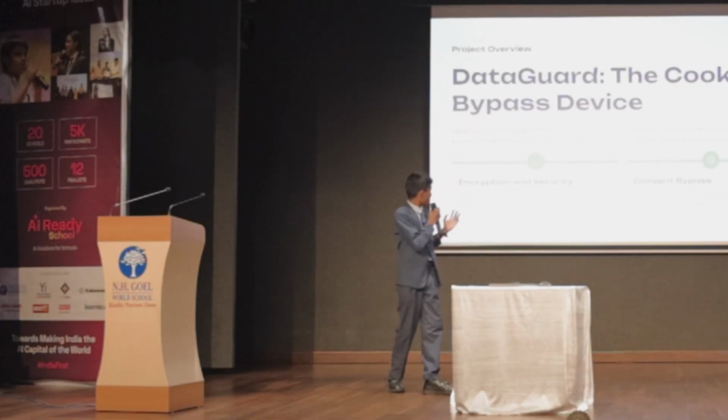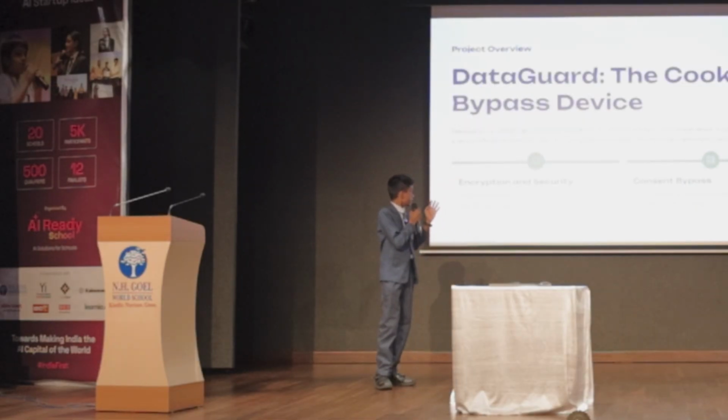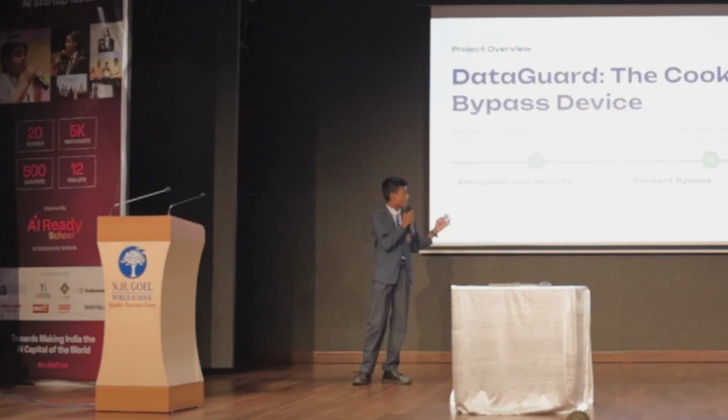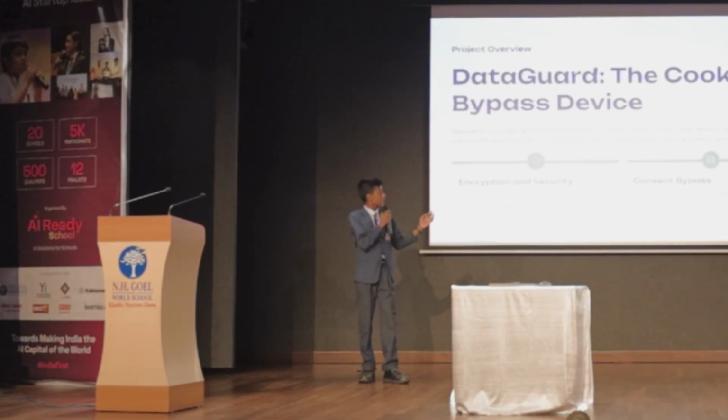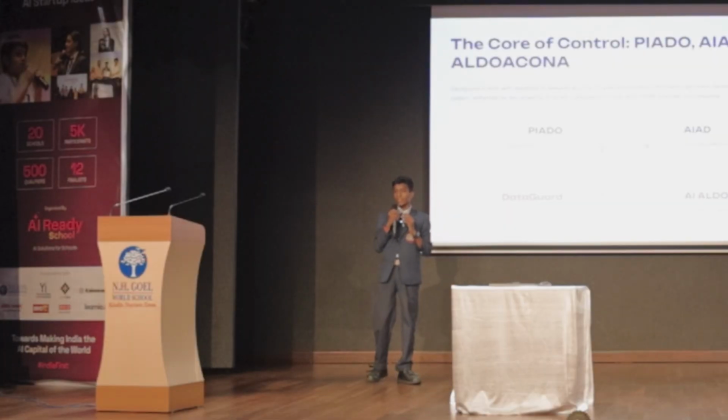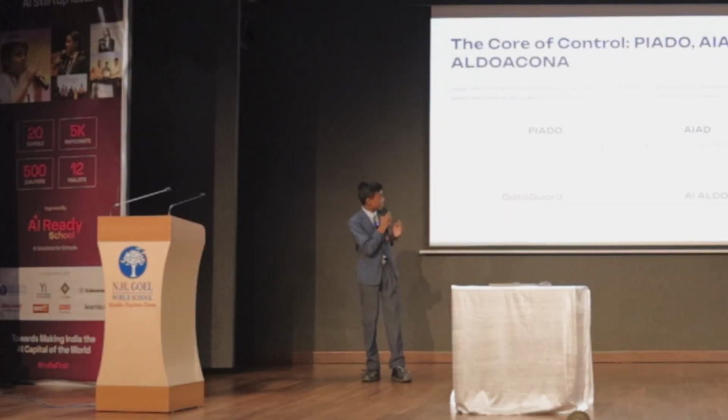Next slide. What Data Guard does: it encrypts and secures our data against unauthorized collection. Its consent bypass allows website access without requiring explicit consent for data tracking. There are three main features of Data Guard which use AI.